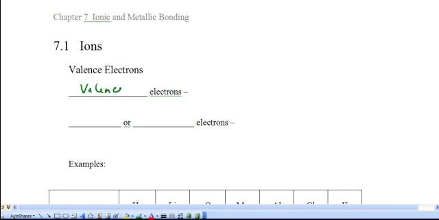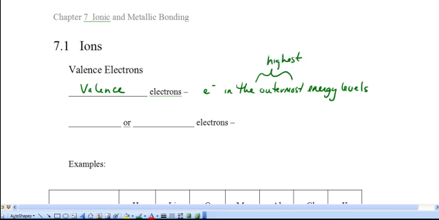Valence electrons are the electrons in the outermost energy levels. That is to say, they're in the highest energy levels, technically speaking, as opposed to what are called core or kernel electrons. The core or kernel electrons are electrons in lower energy levels.